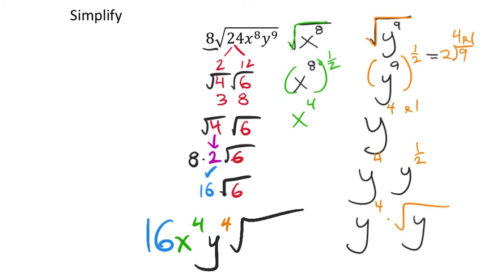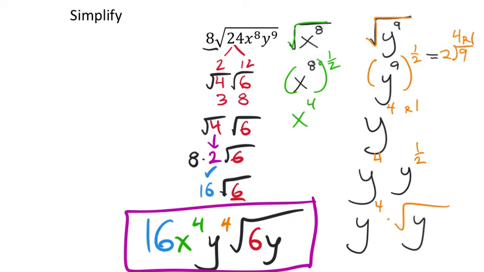Then we got a square root, so we got the 6 inside, and then I've got a y left over, and that's it for this one. So again, if you typed in 8 times the square root of 24, it would have given you 16 times the square root of 6, but the letter stuff you have to do on your own. You're perfectly welcome to expand those 9 y's if you'd like.